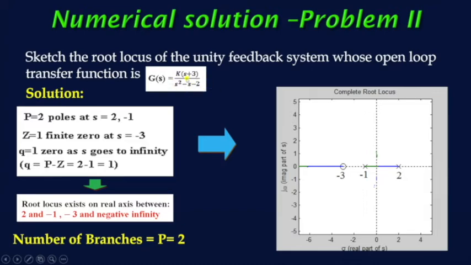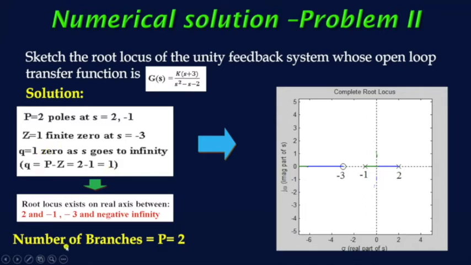If the denominator is 0, we find the poles of the system. There are two poles, and the poles are 2 and −1. If the numerator is 0, then s + 3 = 0, so s equals −3. So z equals 1. So q equals p minus z, that means 2 minus 1 equals 1.